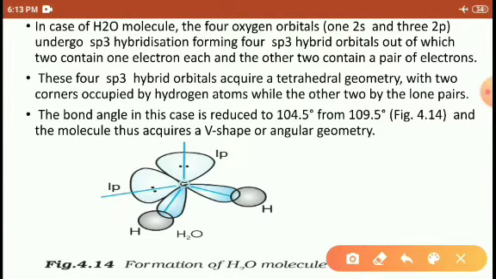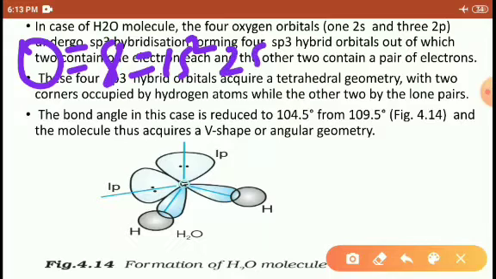So this is the next molecule, water. I will give this as homework for you. Just explain it to me, right students? I will explain, and you have to explain to me. Just simply explain the water. The central atom is oxygen. Atomic number 8. 1s2, 2s2, 2p4.